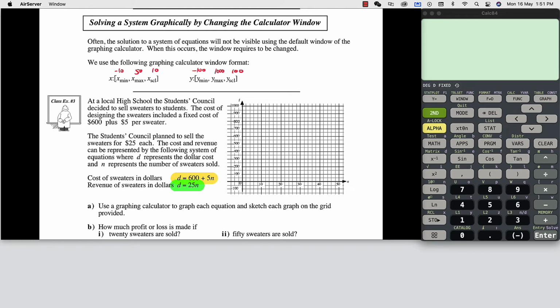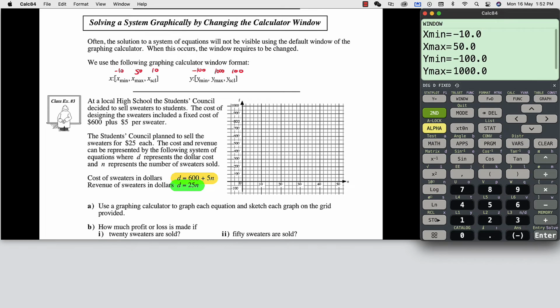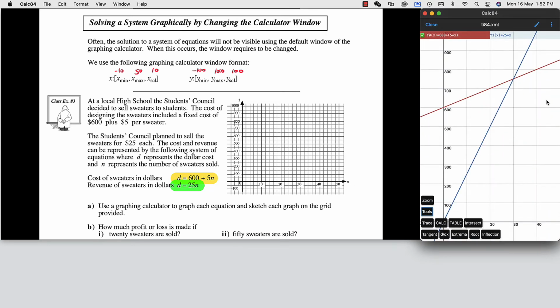So the revenue would be how much they're going to make, and they're making $25 for every sweater that's sold. Okay, so use a graphing calculator to graph each one. So I'll just go do that right now. Okay, I punched those two equations into the calculator, set my window up like I said, and we graphed it.